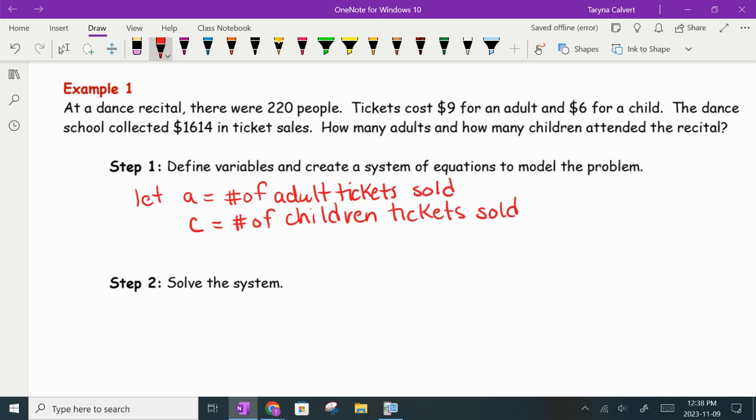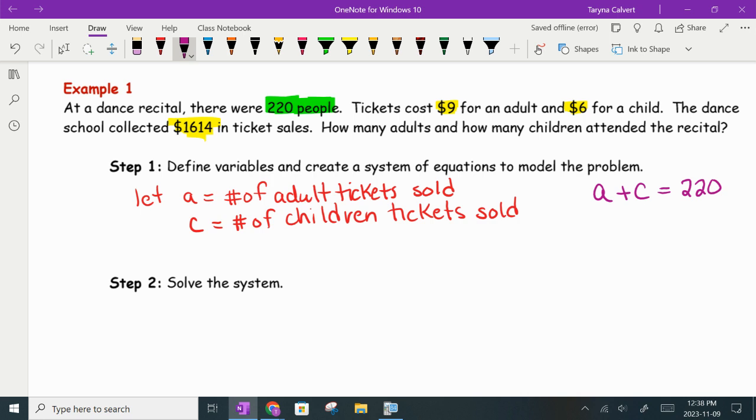All right. So we haven't written the system yet. So this is, like I said, very similar to the last one. We have a money situation, right? So all the money stuff goes in one equation. And then we have a total equation. Okay. So away we go. So we're going to have A plus C equals what? 220.